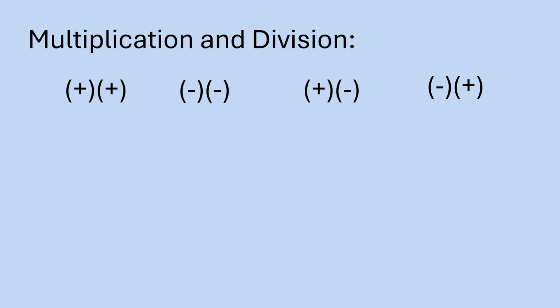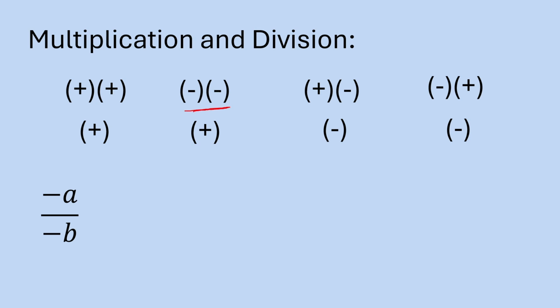So if both numbers are positive, the answer is positive. If both numbers are negative, then also the answer is positive. But if one number is negative and one number is positive, the answer is negative. In a similar way, this one is also negative. Now the same thing for division, negative a divided by negative b. Here we can see negative negative is positive, so the answer should be a positive value.